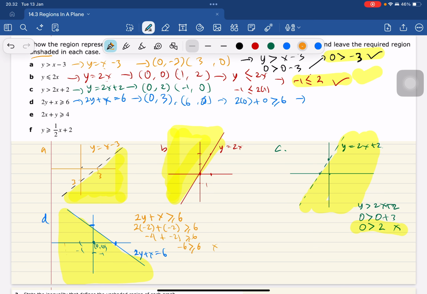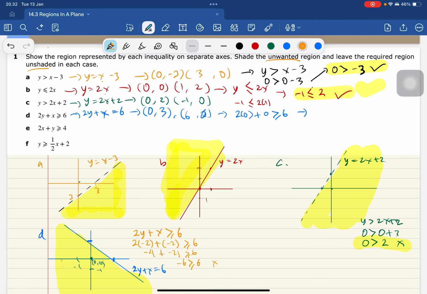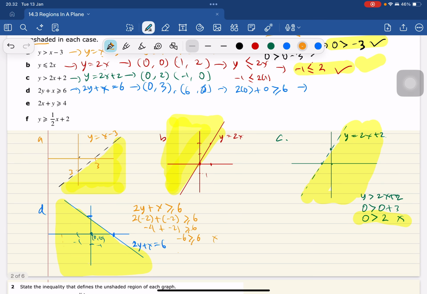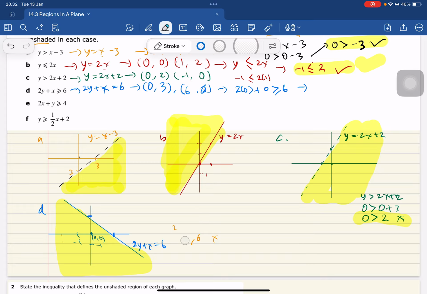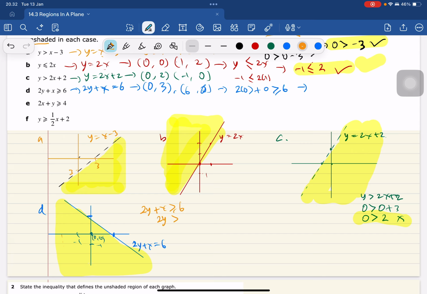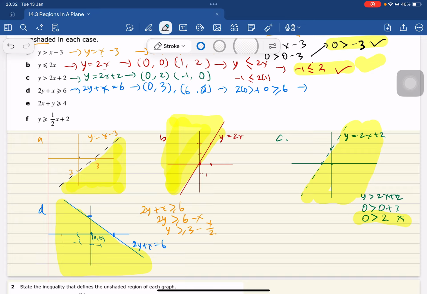Okay, so let's change it to double check. As 2y plus x bigger than or equal to 6, let's make it 2y bigger than or equal to 6 minus x, so y bigger than or equal to 3 minus x divided by 2. Yeah, this is also the same thing. So let's proceed to E.